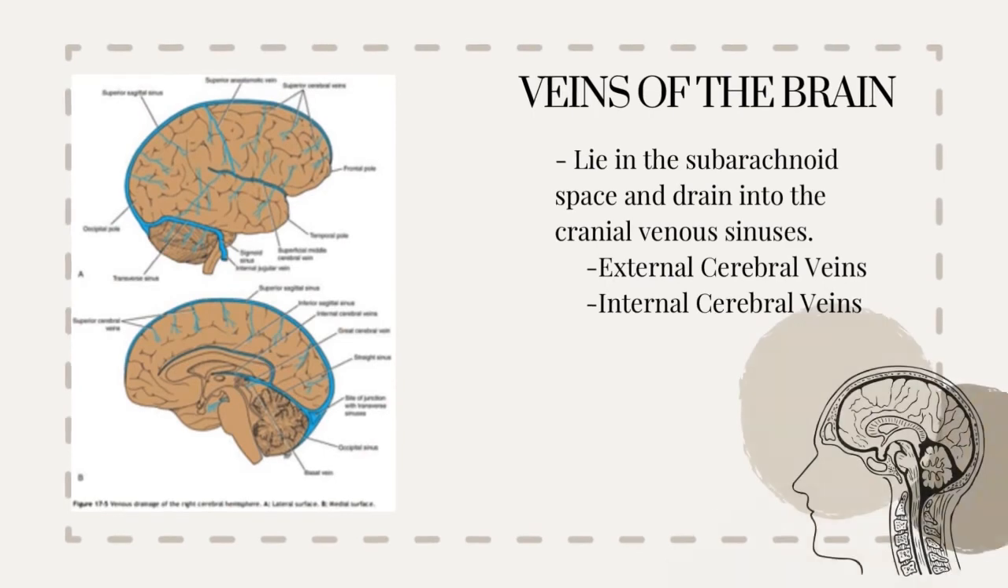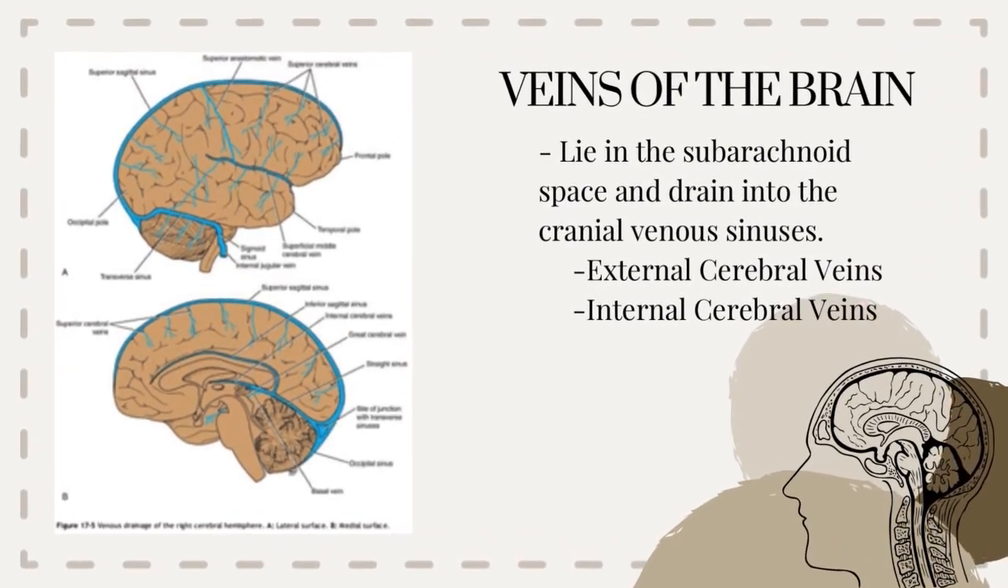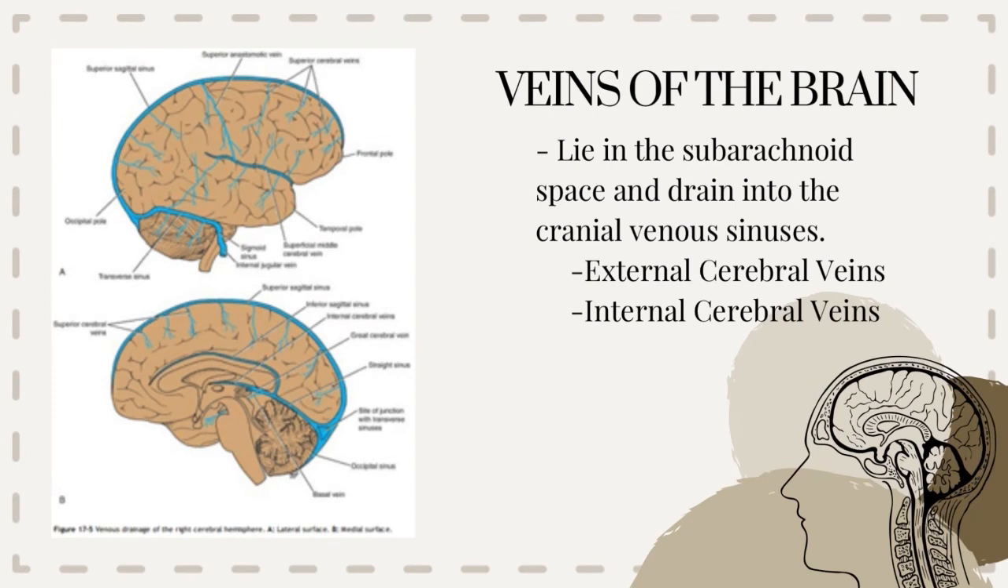Lastly, the veins of the brain. So they emerge from the brain and lie in the subarachnoid space, piercing through the arachnoid matter and the meningeal layer of the dura, and drain all into the cranial venous sinuses. You have two cerebral veins, the external and the internal.